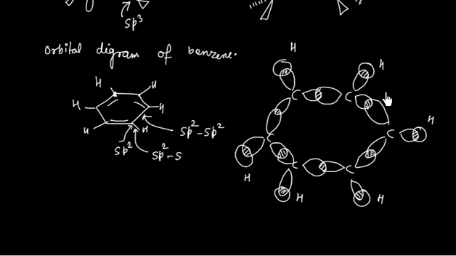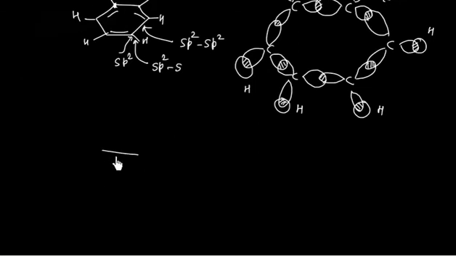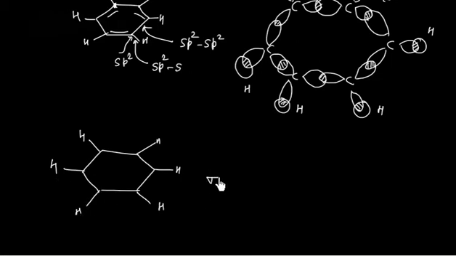So this frame is called the sigma frame. We have shown the sigma bonds. The plane containing sigma bonds is also called the sigma plane. So you see the sigma frame is planar. All bonds lie in one plane. So this is the sigma plane.